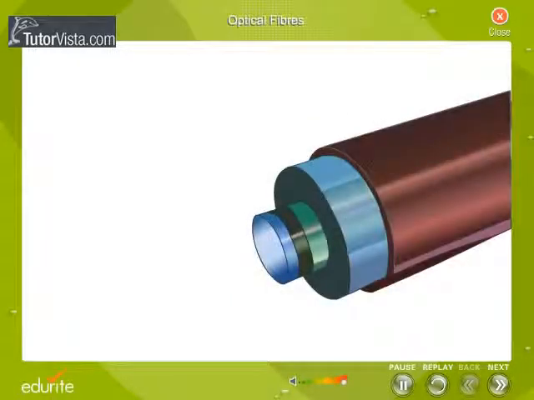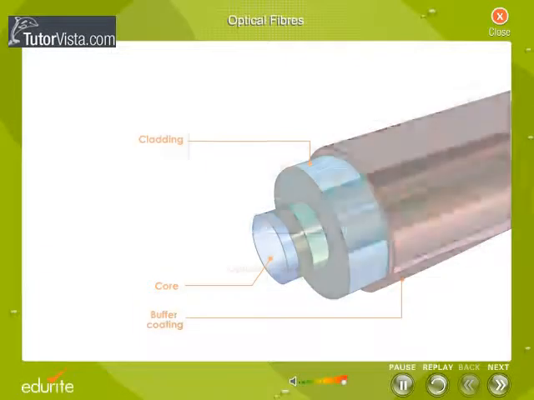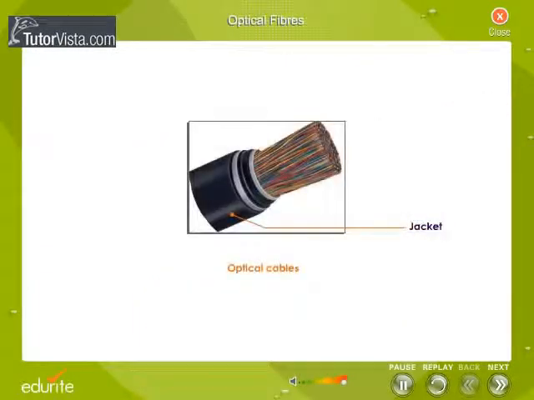A single optical fiber consists of 3 layers, namely core, cladding, and buffer coating. Core is the thin glass center of the fiber through which the light travels. Cladding is the outer optical material surrounding the core that reflects the light back into the core. Buffer coating is the plastic coating that protects the fiber from moisture and from any kind of external damage. The bundles are protected by the cable's outer covering called a jacket.